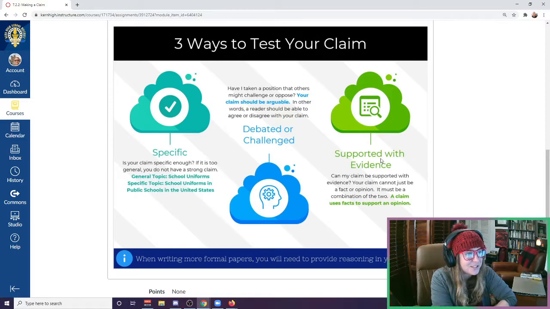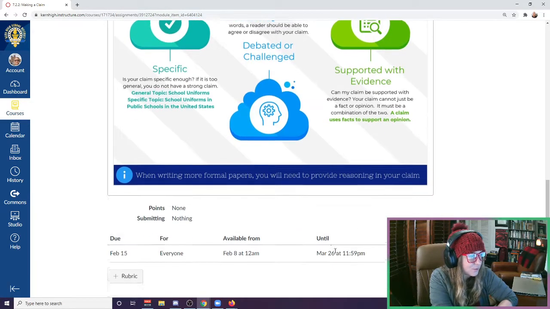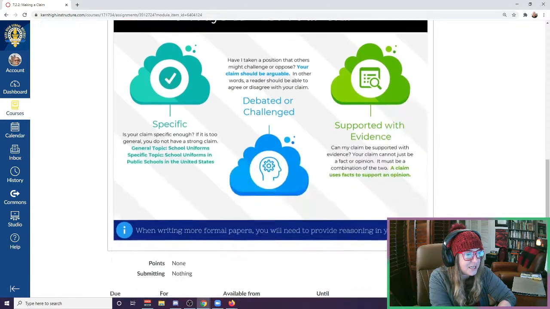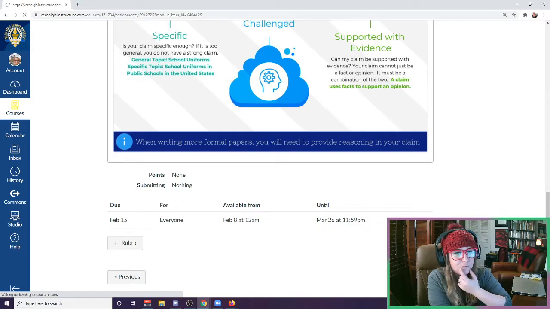And then, of course, you need your claim to be supported by evidence. Can your claim be supported with facts or opinions or a combination of the two? A claim uses facts to support an opinion. That's what's really important. You'll respond to the last slide of the presentation in the box below, and then you'll move to the next page.